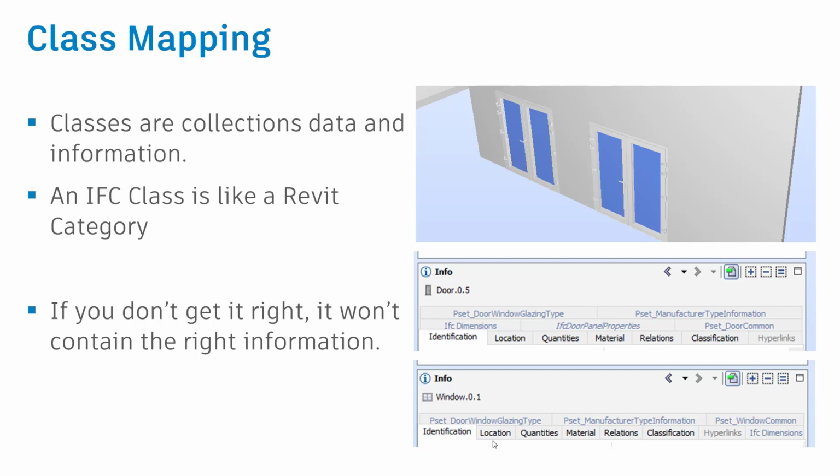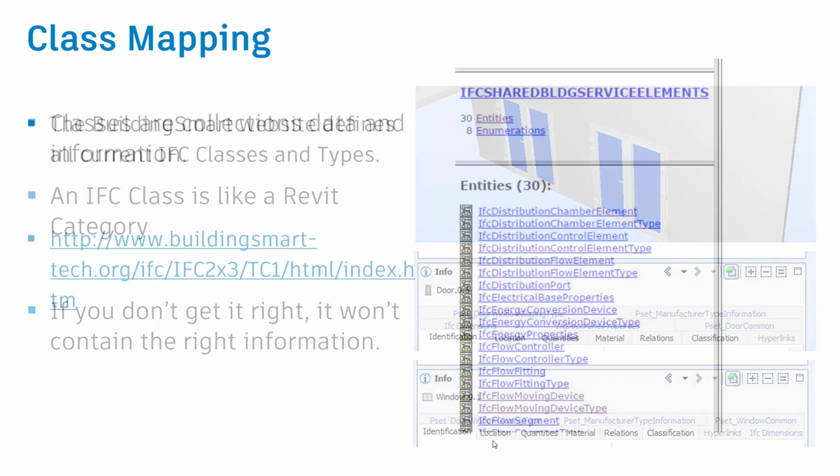If you can see on the bottom, we have similar properties for each element, but there are certain property sets, or certain sections of data or attributes, that are specific to a door, and some are specific to windows. So you can see in this example alone, if you incorrectly map something as an IFC window as opposed to a door, there'd be things like your IFC door panel properties that wouldn't necessarily be exported or mapped out to the IFC. So class mapping is extremely important inside Revit, and it's not something it does particularly well out of the box. I'm going to explain why.